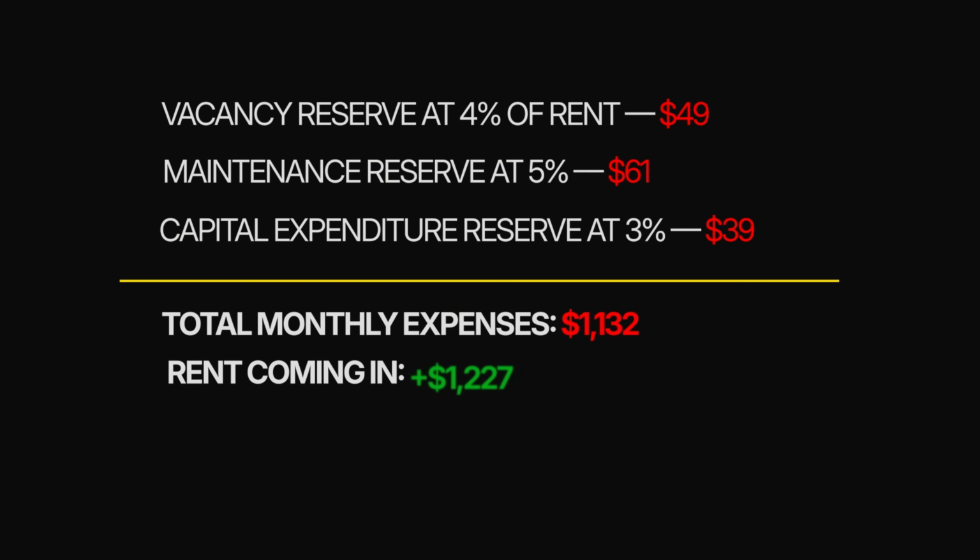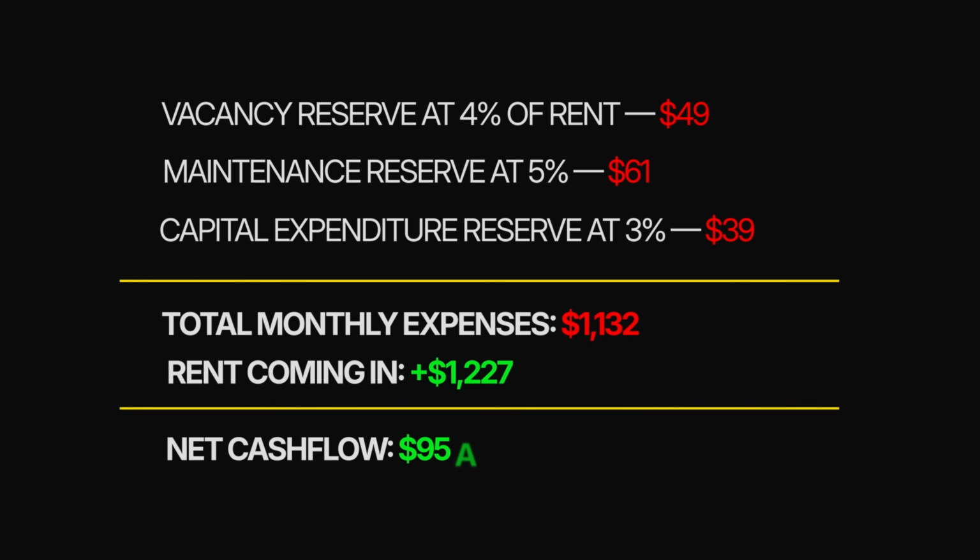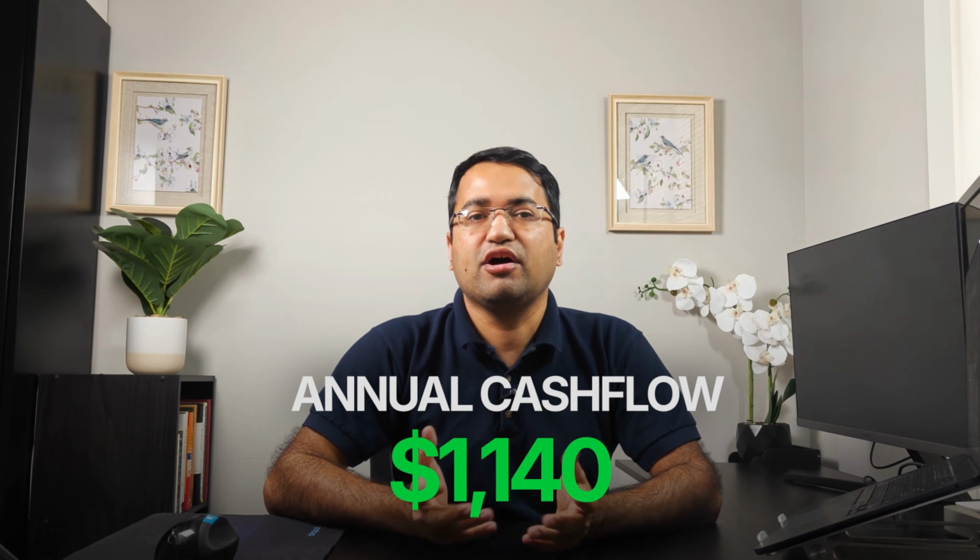Rent coming in $1,227. So after all the expenses, your cash flow is only $95 a month. So annual cash flow is $1,140 per year.